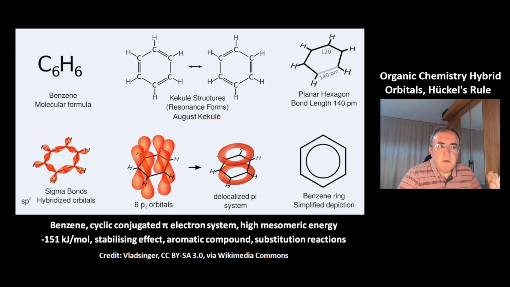And benzene is known for its high mesomeric energy of 151 kilojoule per mole. This means you get a stabilizing effect by making this ring of 151 kilojoule per mole. This compound is called an aromatic compound, and it tends to substitution reactions, not addition reactions.